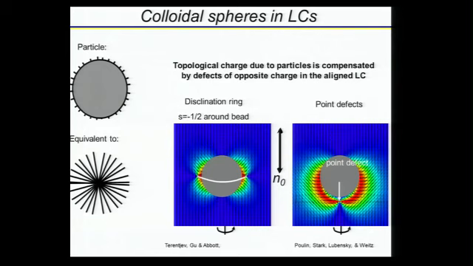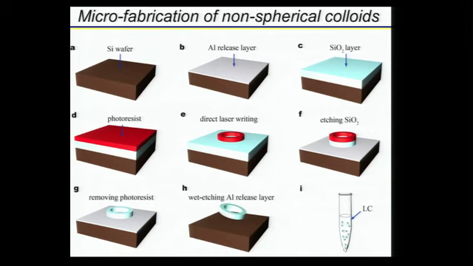And so if you introduce those particles into a liquid crystal medium, then inevitably you need to generate topological defects that will compensate for the topological charge of those particles. And so in here you can see two examples of what types of defects can be induced in a uniformly aligned liquid crystal: point defects and ring-shaped disclination loops that have been observed and explored in some detail in the past.